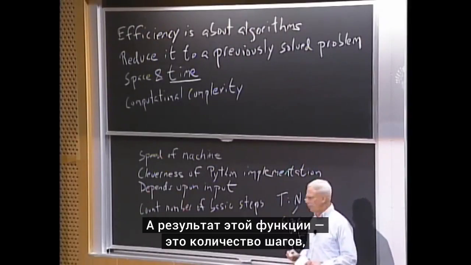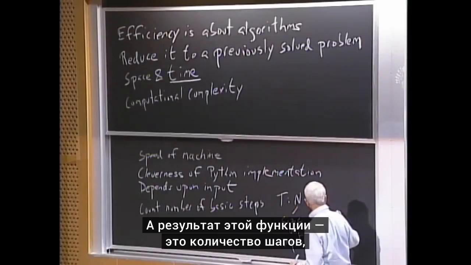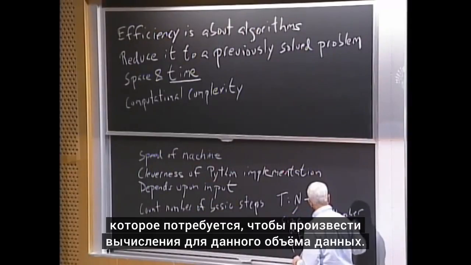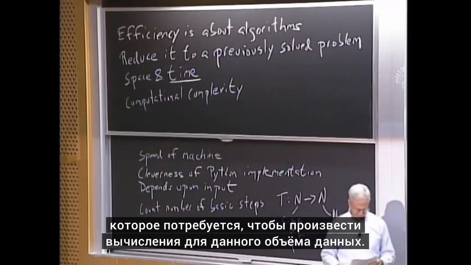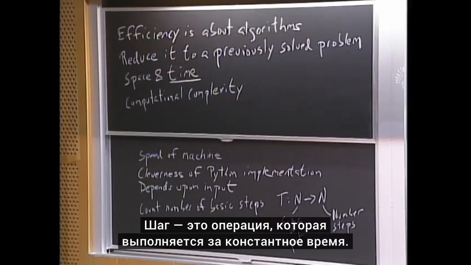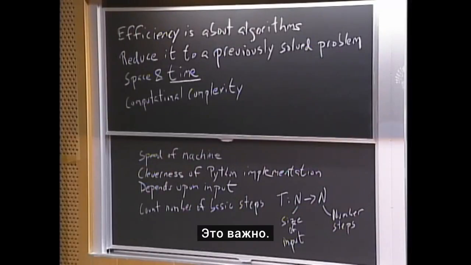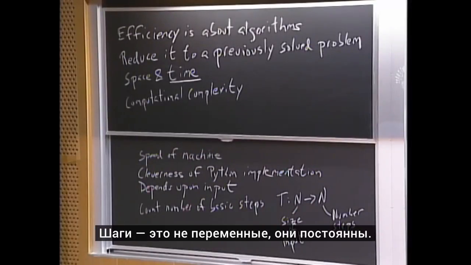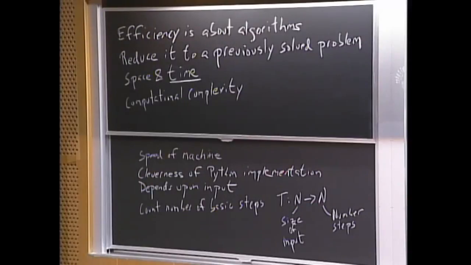How big an input do we want to run the program on? And the result of the function is the number of steps that the computation will take for an input of that size. I'll come back to this in a little bit more precise detail momentarily. A step is an operation that takes constant time. And that's important. So steps are not variable, but they're constant.